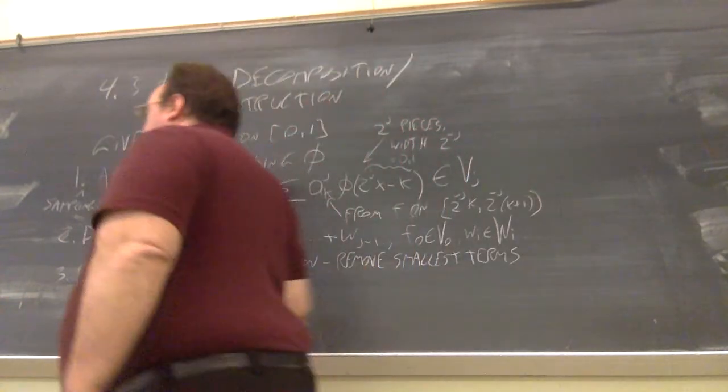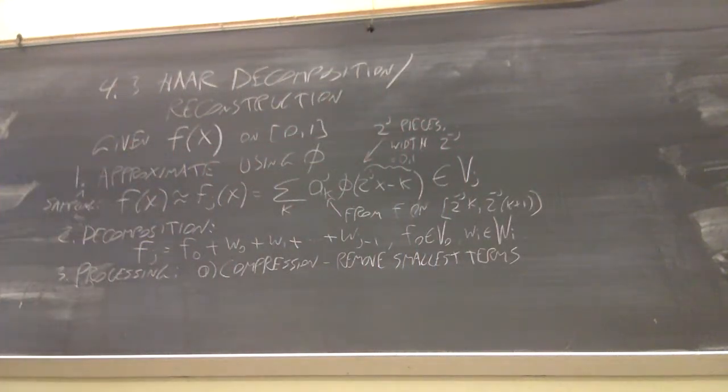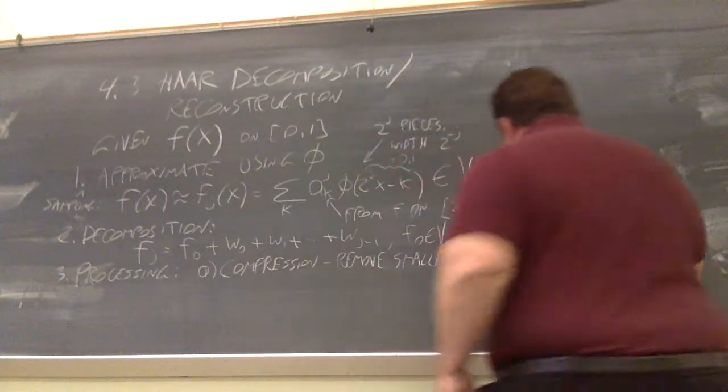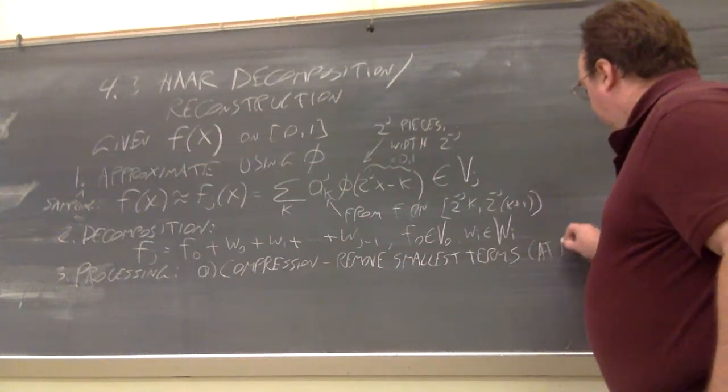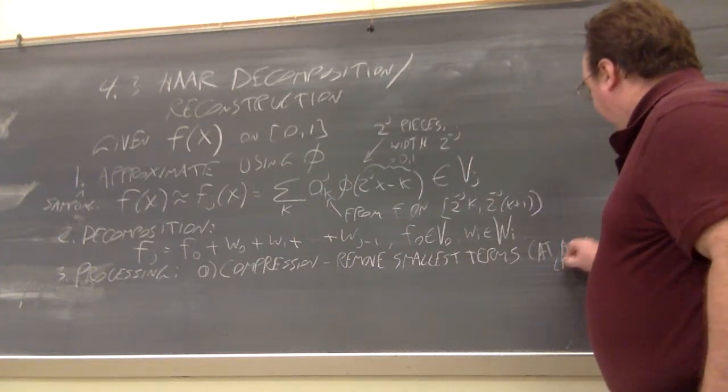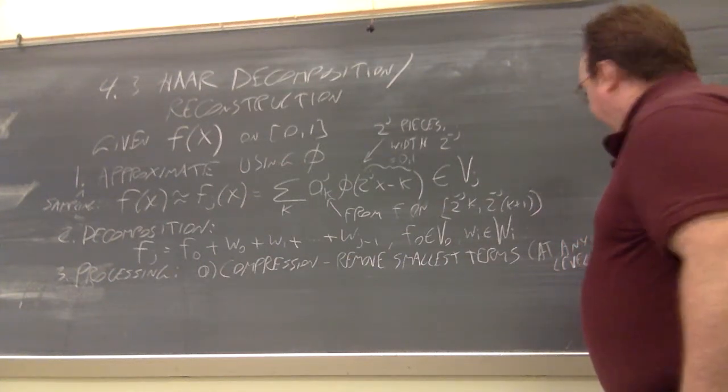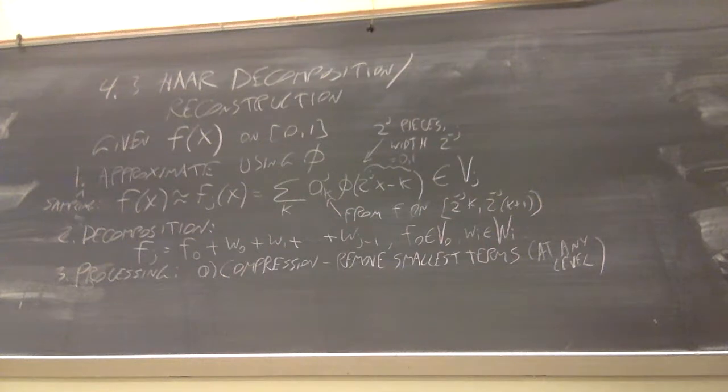Okay. So if there are certain terms, and I should emphasize here, at any level, from coarse scale features to fine scale features, if the coefficients are, in your judgment, negligibly small, toss them out, because that way you're able to represent all of f using fewer coefficients.